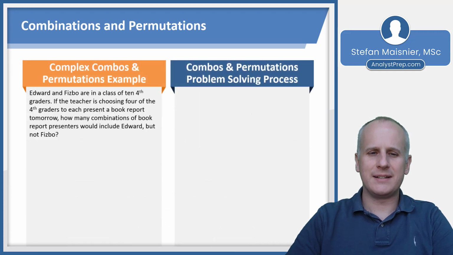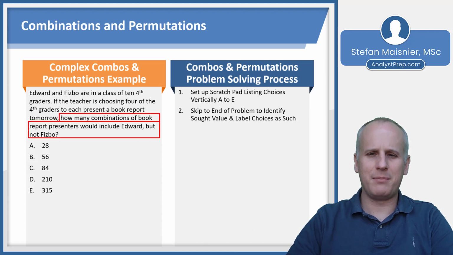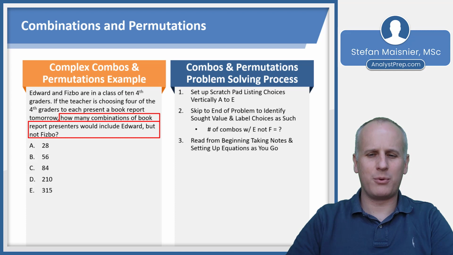Now, let's talk about our full process using an example here on the left-hand side. So as always, we'll set up the scratch pad listing the choices vertically A through E first off. Then we're going to skip to the end of the problem to identify the sought value and label those choices. So here we see how many combinations of book report presenters would include Edward but not Fizbo. Wonderful. So just shorthand note, number of combos with E, w/ means with, not F equals, simple enough.